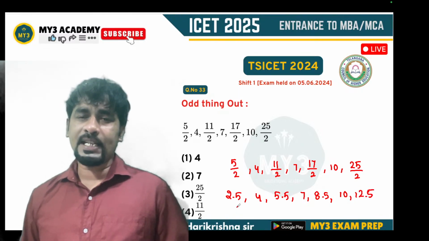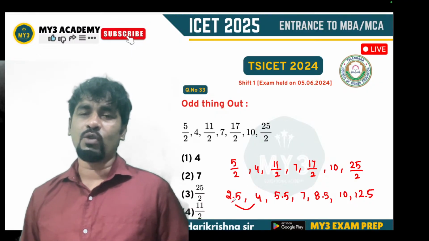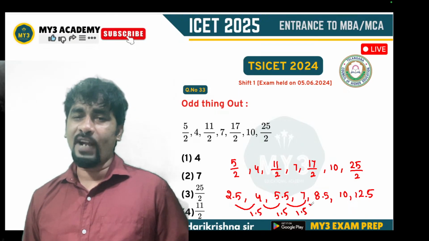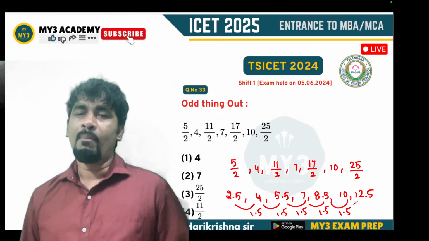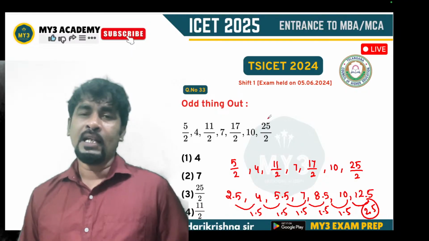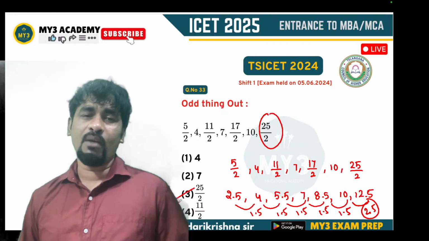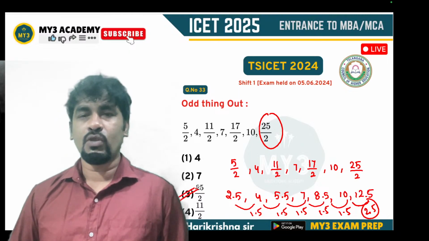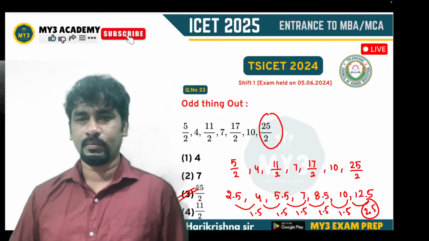So what is the difference here? If you can observe 2.5 and 4, there is a difference of 1.5. Again the difference of 1.5. Again there is a difference of 1.5. Again there is a difference of 1.5. Again there is a difference of 1.5. But 10 to 12.5 there is a difference of 2.5. That means instead of 12.5 it should be 11.5. That is the reason the wrong term which is available here is option 3, which is 25 divided by 2.